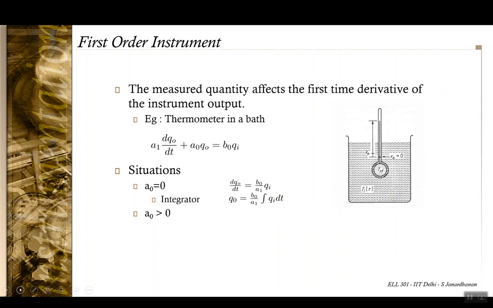Okay, when A0 equal to 0, this term disappears and you only have an integrator, and so the output, the reading, is just an integral of the input. Okay, and this seems true in this situation because the rate of change of temperature is proportional to the amount of heat being input into the thermometer.